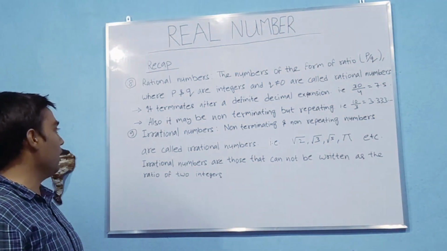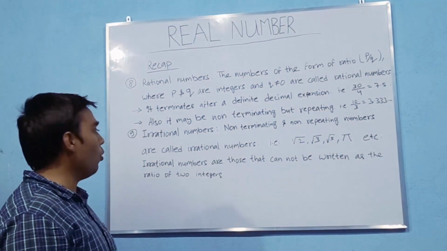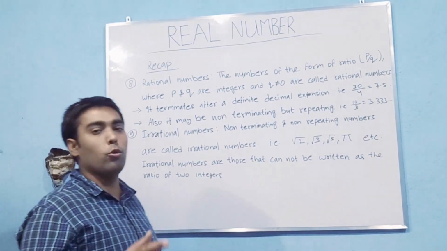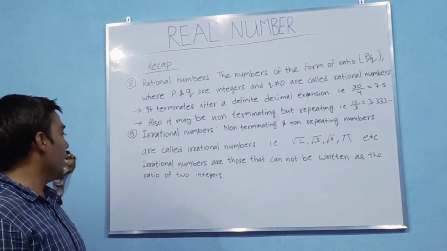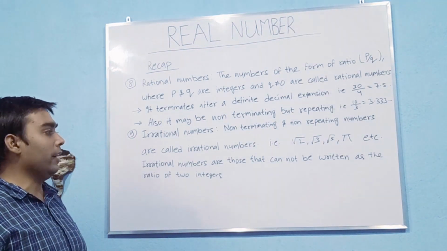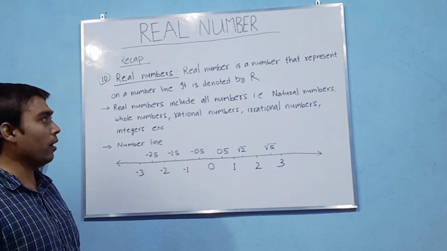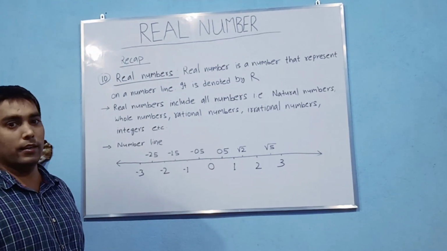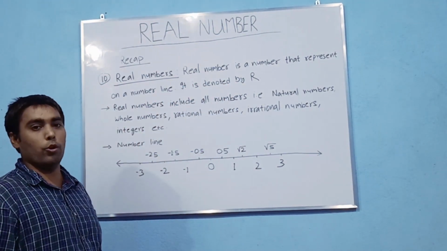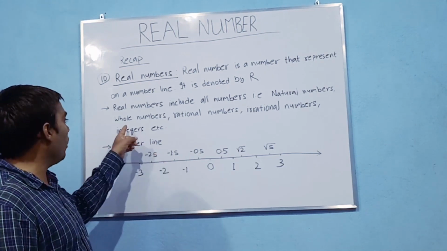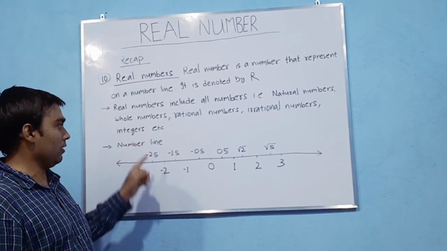Now ninth, irrational numbers. Non-terminating and non-repeating numbers are called irrational numbers. For example, root 2, root 3, root 5, root 7, pi, etc. Irrational numbers are those numbers that cannot be written as the ratio of two integers. Real numbers. A real number is a number that can be represented on a number line. It is denoted by capital R. Real numbers include all numbers, for example, natural numbers, whole numbers, rational numbers, irrational numbers, integers, etc.